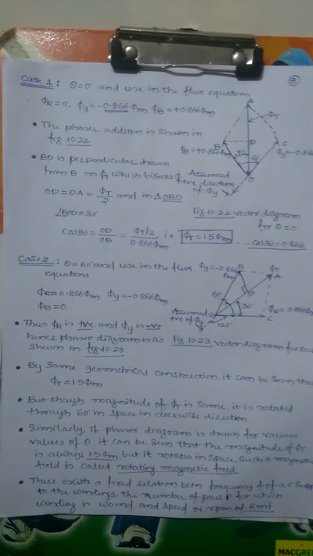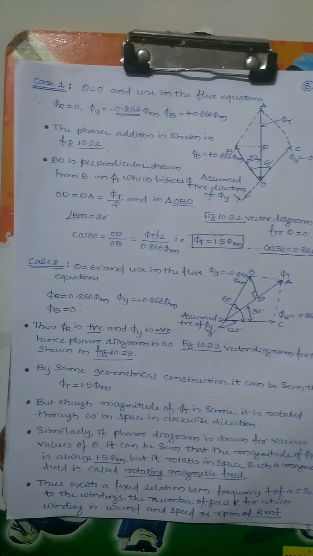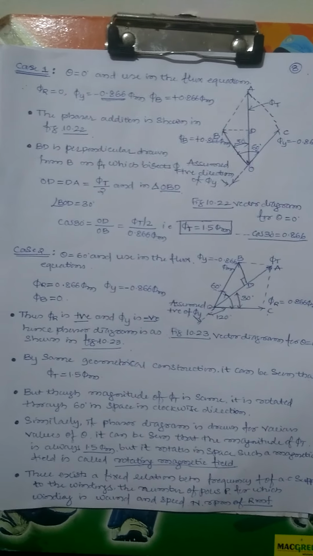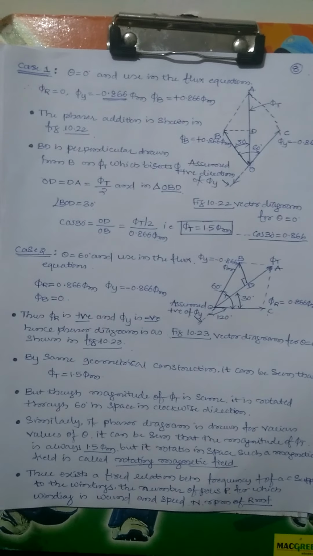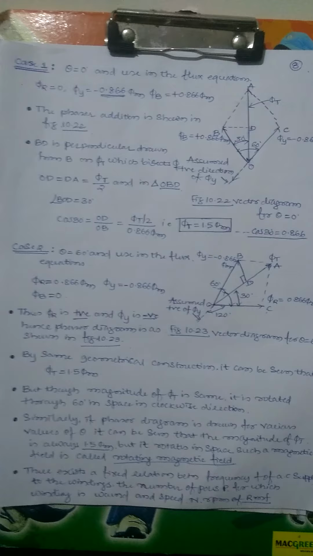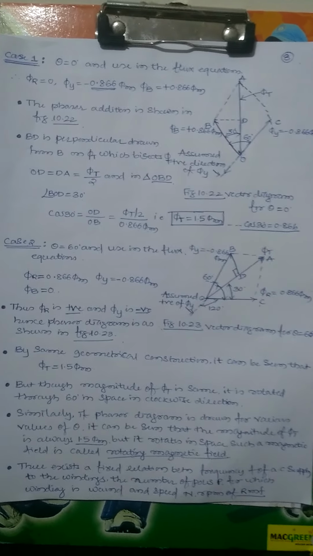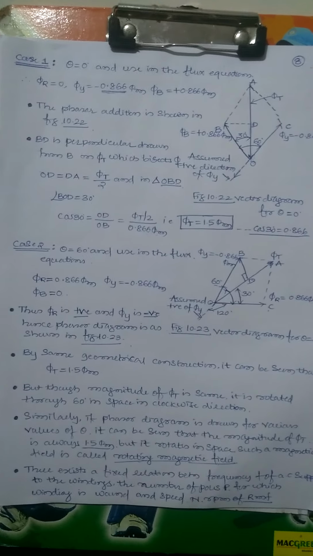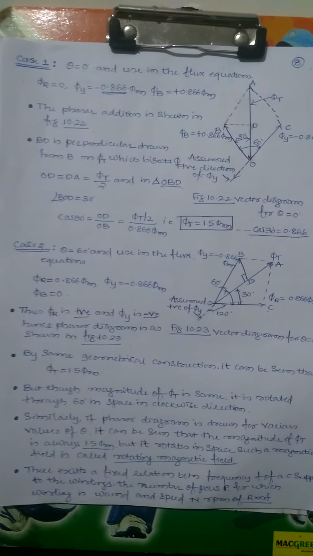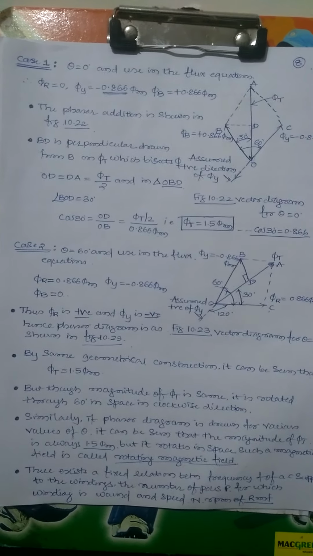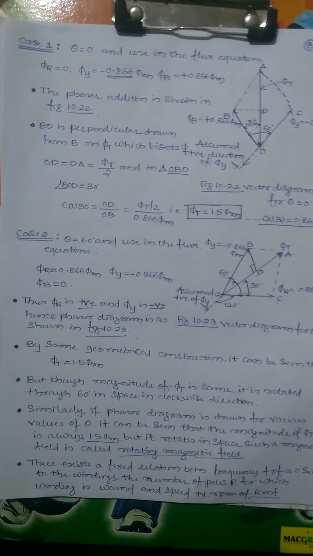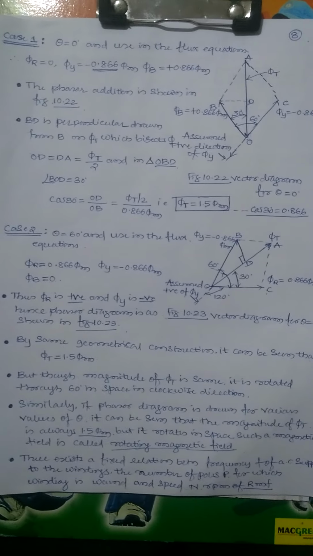Again it depends on the direction. The phi r is positive, phi y is negative. Hence the phasor diagram is as shown in the figure. With the same geometrical construction, it can be seen that the total flux is again the same as previous, 1.5 phi m. But though the magnitude of the total flux is the same, it is rotated through 60 degrees in space in the clockwise direction. Similarly, the phasor diagram is drawn for various values of theta.